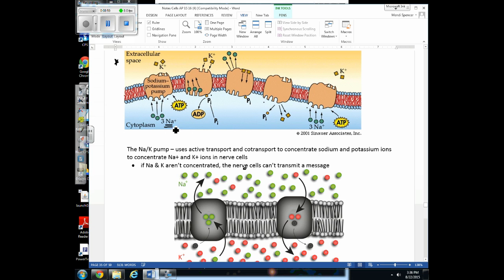So we can see that sodium here binds to this pump, and eventually those sodium ions are going to be pumped out of the nerve cell. At the same time, the active site is being changed in the sodium-potassium pump, allowing these potassium ions to bind, and they're being brought into the cell.